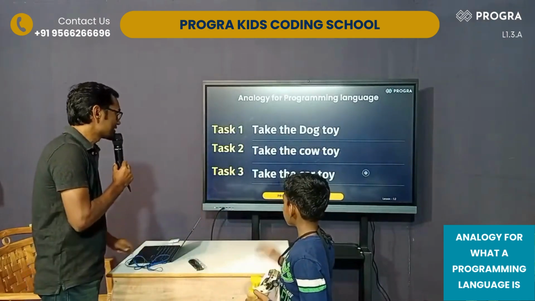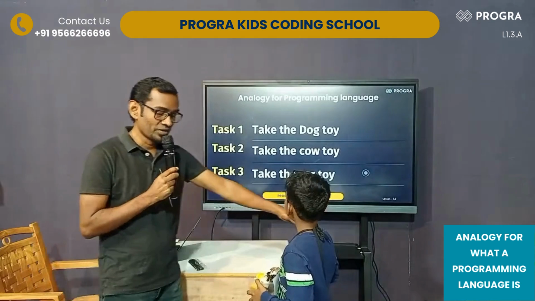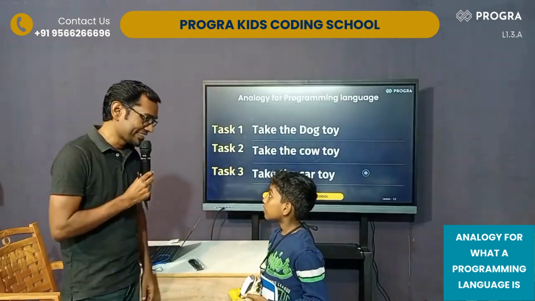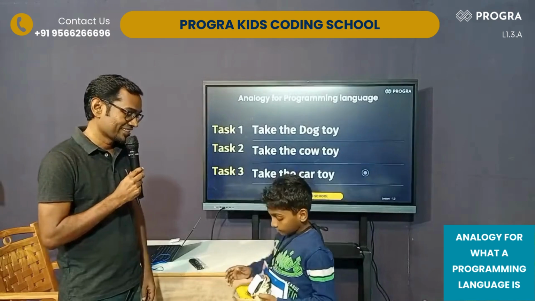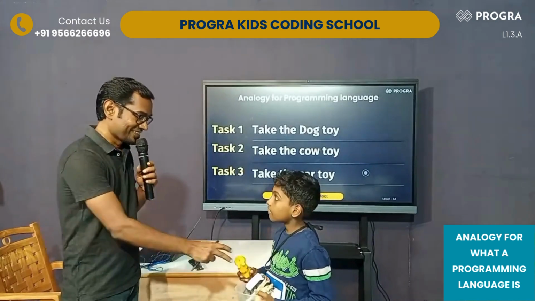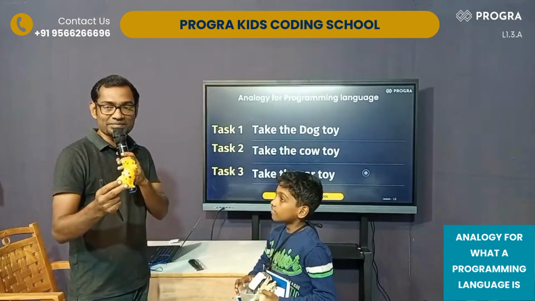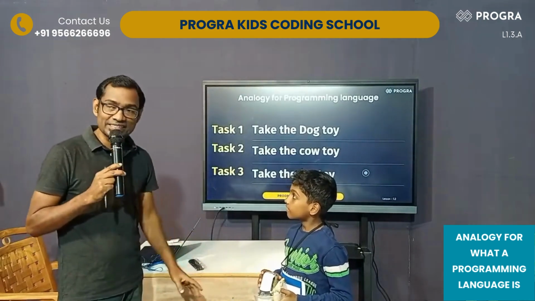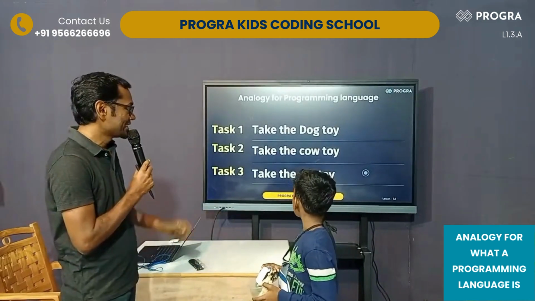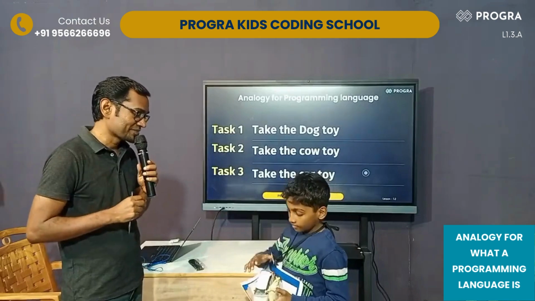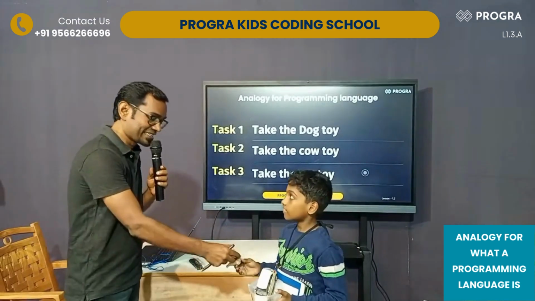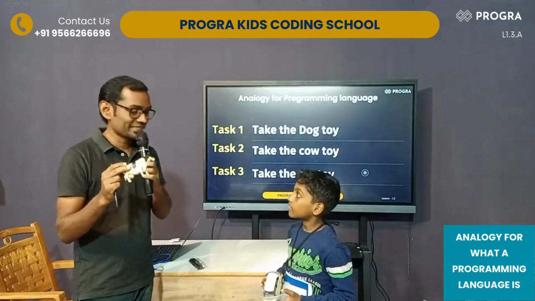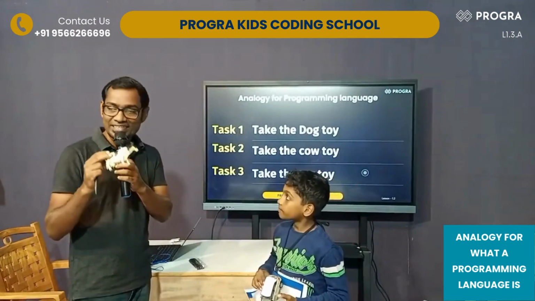Okay. So now I am moving further. Now I am going to give some commands. I am going to give task 1. Take the dog toy. Come on, very good. Shall we clap for him? Now the second task. Take the cow toy. Yeah, the computer is now performing the task. It's executing the instruction.